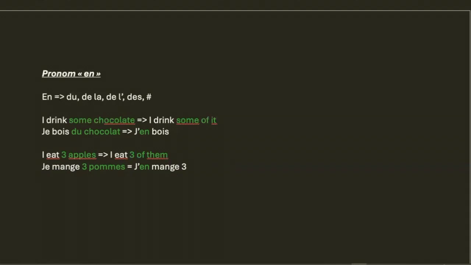So every time you have a sentence that starts with du, de la, de l', des, or a number, it can be replaced by en. Be careful for something. Je mange une pomme. That means I eat an apple. Well, guess what? It also means I eat 1 apple. You know where I'm going here. So now I'm going to say j'en mange une.